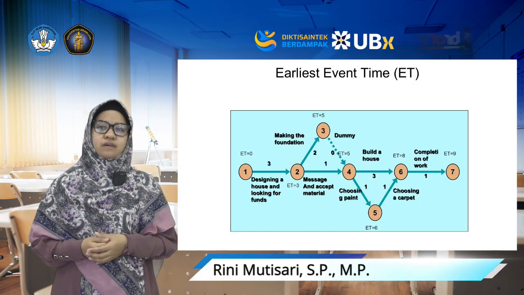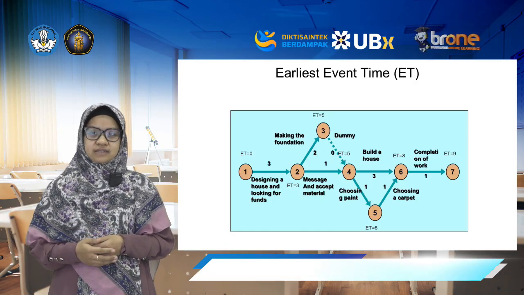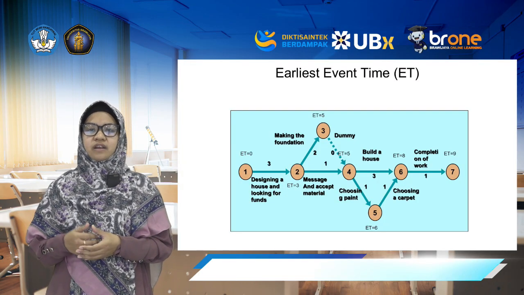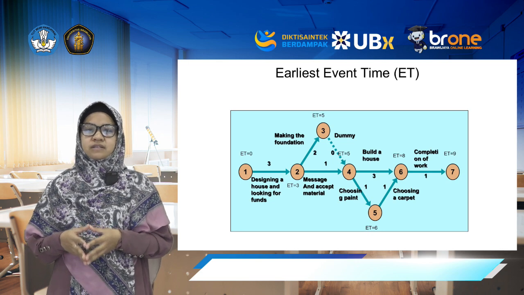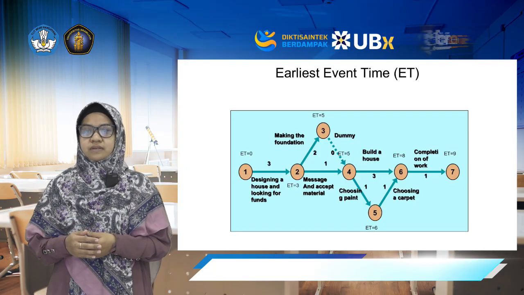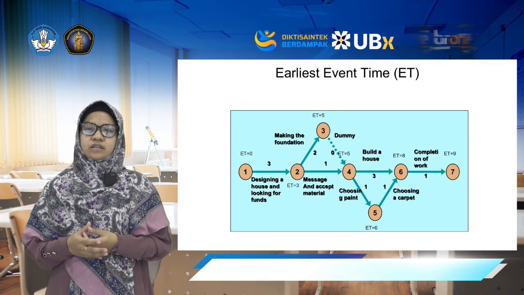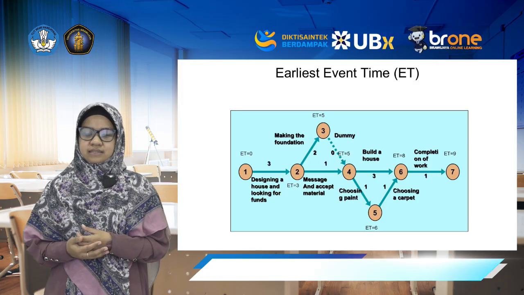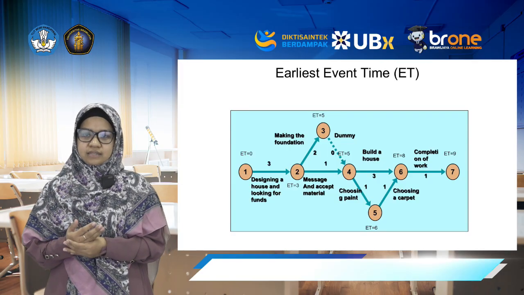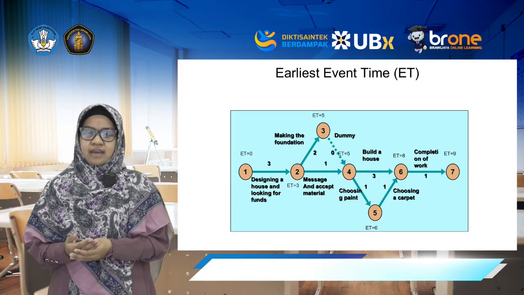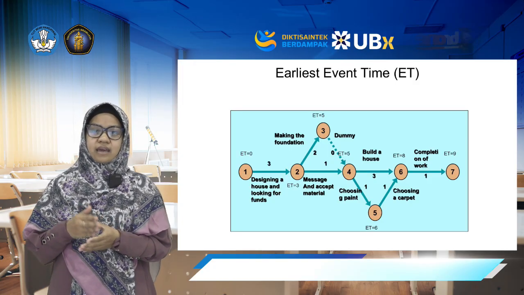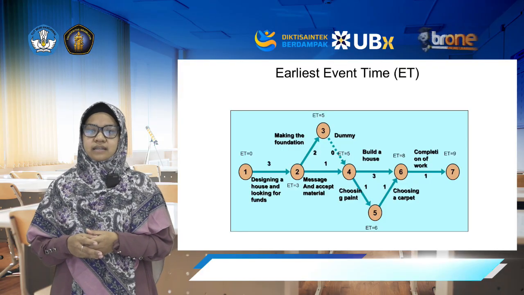Okay, on this slide, we run the forward pass to find the earliest event time, or ET, at each node. The earliest moment that node can be reached if everything before it starts as soon as possible. We start at node 1 with ET equal to 0. Activity 1 to 2 takes 3 weeks, so ET2 equals 0 plus 3 equals 3 weeks. From node 2, we split: 2 to 3 takes 2 weeks, so ET3 is 5, and 2 to 4 takes 1 week, giving a candidate time of 3 plus 1 equals 4 at node 4.